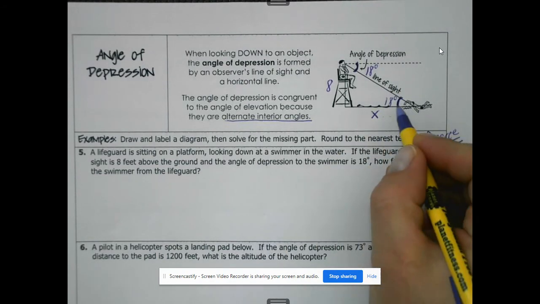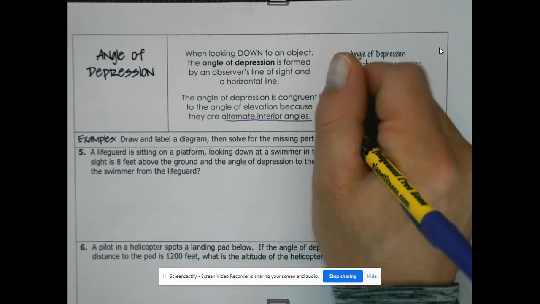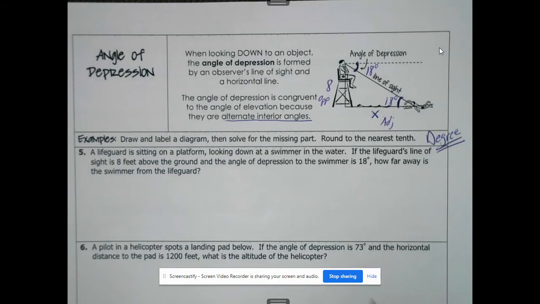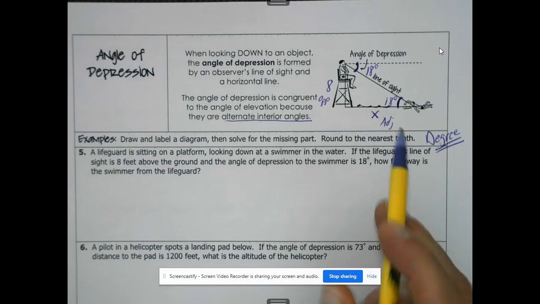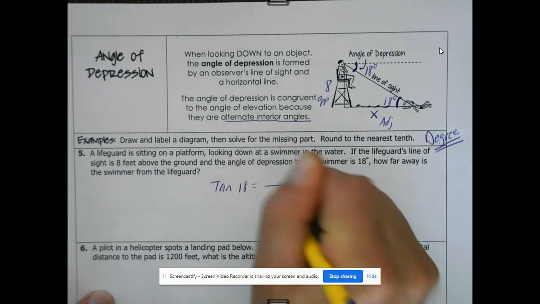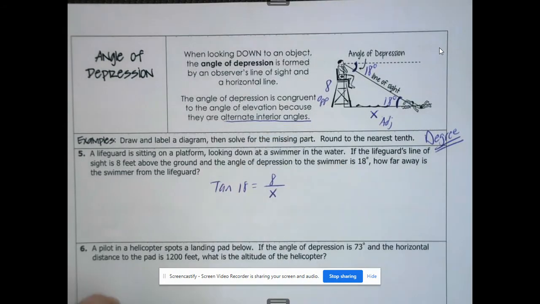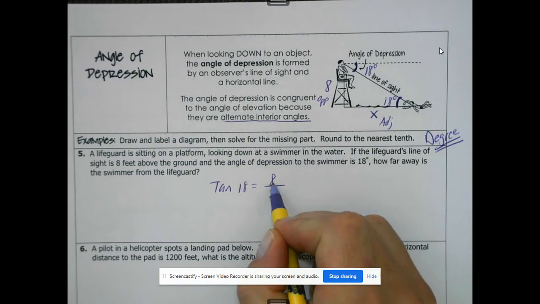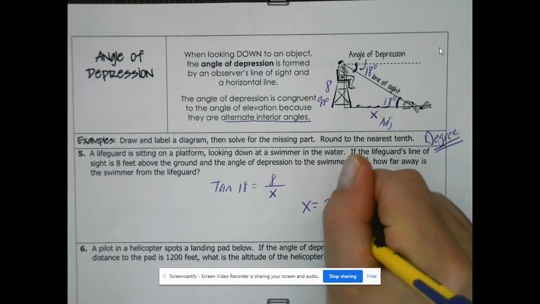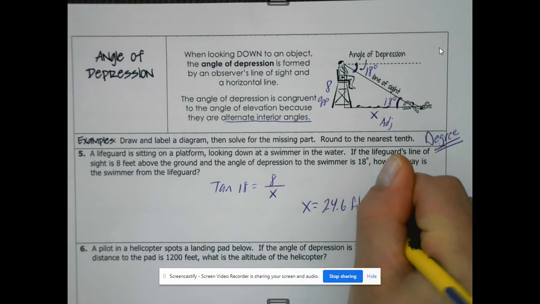All right, label the pieces. Across the triangle is opposite. Right next to me is adjacent. O and the A, we're going to use tangent. So tangent of 18 equals opposite 8 over adjacent X. Variables on the bottom, you need to divide. Type in 8 divided by tangent 18. Answer comes out to be 24.6 feet.